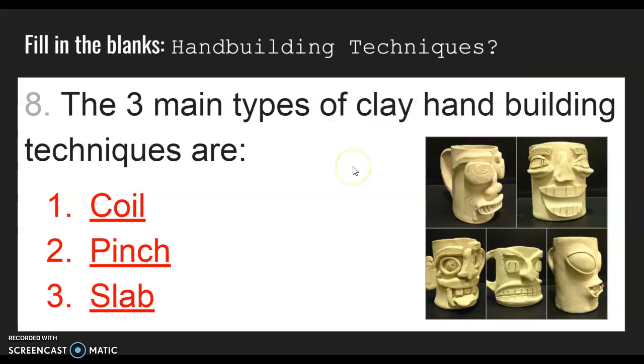So what he will explain in the video is 3 different types of hand building techniques, and these are very important to know. We have coil, which is essentially you're just rolling it out. Pinch, which is what we will be doing for our project. We're going to be doing pinch pots.